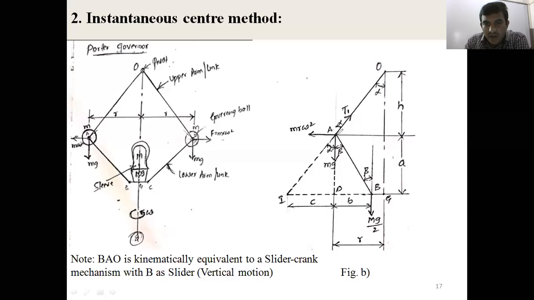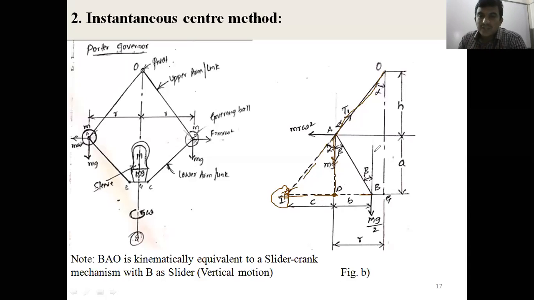From point A, first I draw the OA link, then extend that OA link, and then from point B, which moves vertically upward and downward, draw a horizontal line. The intersection of the extension of OA and the line passing through B perpendicular to the shaft axis is called I. From the point A, I draw a vertical line, that is Mg acting vertically downward. Then extend that line; its intersection with BI will be called D.